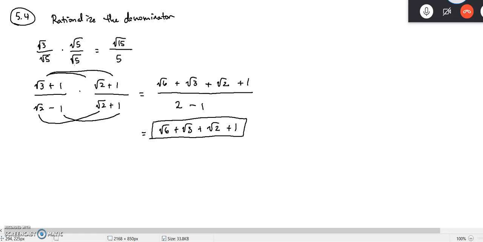Okay, so if you have a single square root, you multiply by itself. If you have a complicated term like this, a binomial, then you multiply by sum or difference. Does anybody have any questions on rationalizing the denominator before we move on?